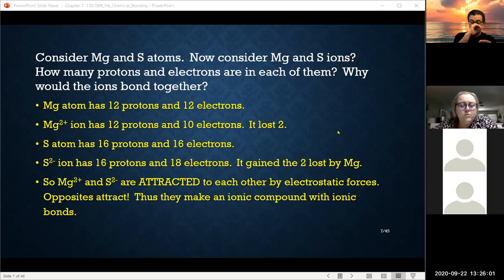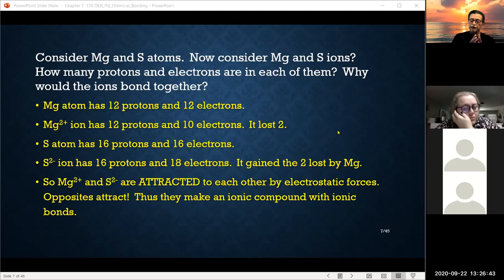On the other end of the spectrum, for the nonmetal, we have the sulfur atom. It starts off with 16 protons and 16 electrons. It is in group 6A, and it's a nonmetal, so it wants to gain 2 electrons. And in doing so, now it still has 16 protons, but now it has 18 electrons, giving you an overall -2 charge because there's 16 positives and 18 negatives. So it picked up 2 electrons that magnesium gave up.